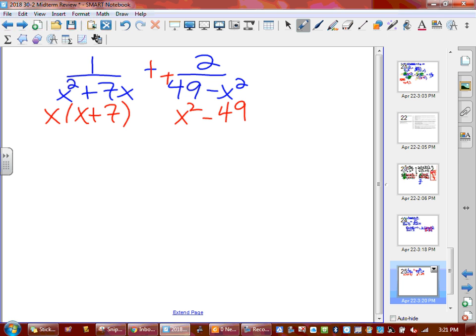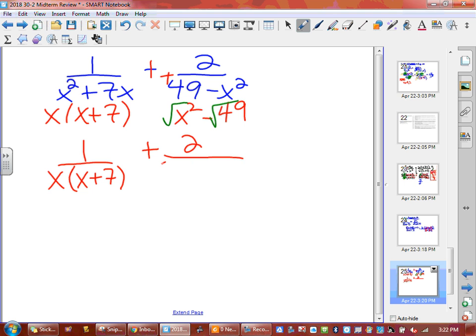And now I can factor that, because it is a difference of squares. So you're going to square root and square root. So I've got 1 over x plus 7, plus 2 over x plus 7, x minus 7. And now when we are looking at adding and subtracting, we have to look at common denominators. The other question already had a common denominator, so we didn't need to change anything. This one, you always have to factor first, then do your common denominator.